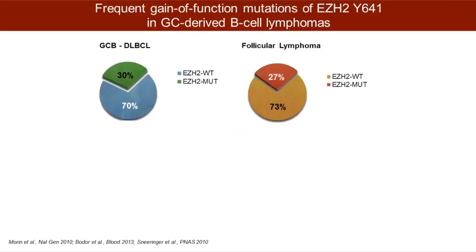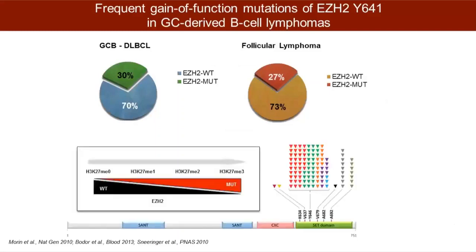Approximately 30% of patients with the GCB subtype of diffuse large B-cell lymphoma and follicular lymphoma have gain-of-function mutations of EZH2. Mutant EZH2 drives aberrantly efficient trimethylation of lysine 27 of histone 3, while wild type is more efficient to catalyze the monomethylation of H3K27.